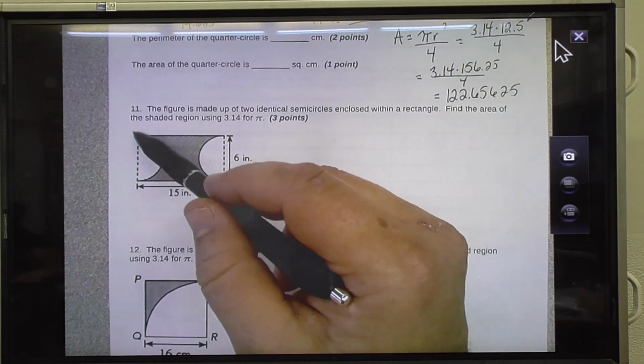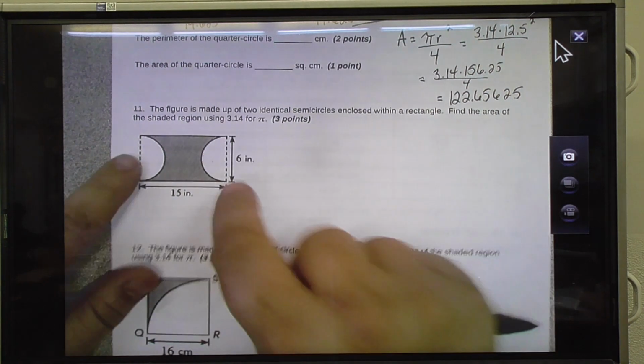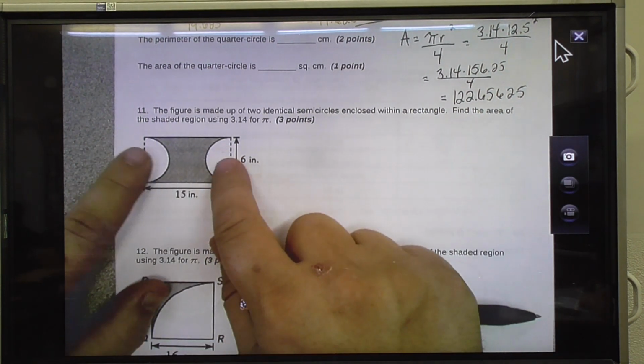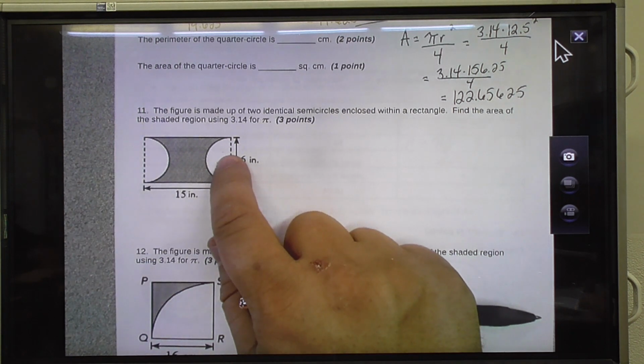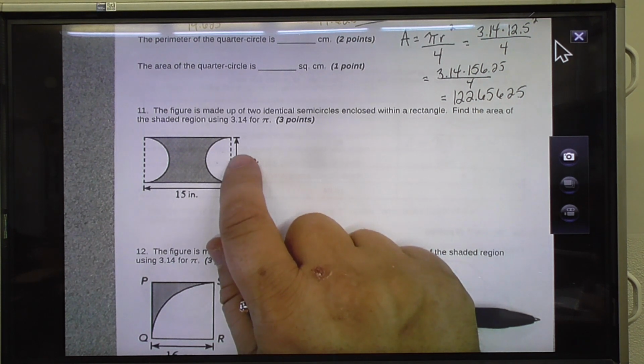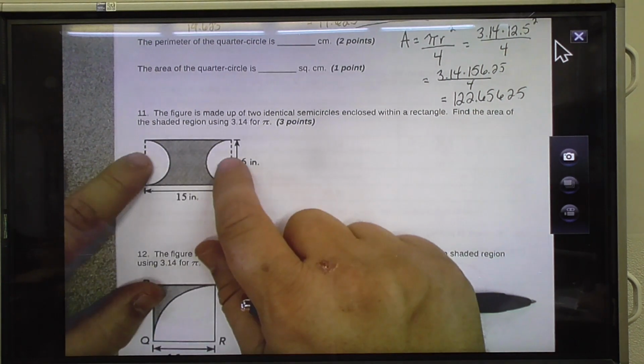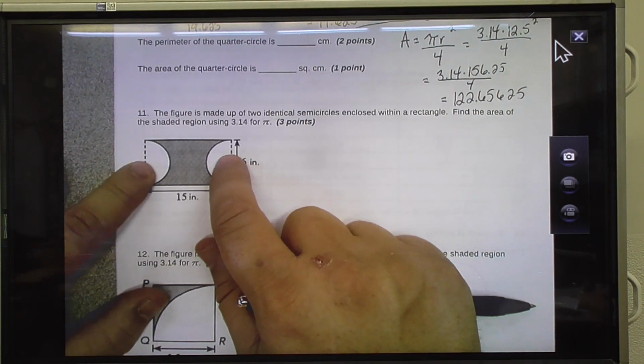So if we find the area of the whole rectangle, that's going to include the semicircles. All of this will be gray. So then we have to find the area of the semicircles and do what? How are we going to take them out? Divide by 2? You always say divide. Taking out does not mean divide. Subtract. Minus. We're going to find the area of the whole rectangle and subtract the area of these two semicircles from it.